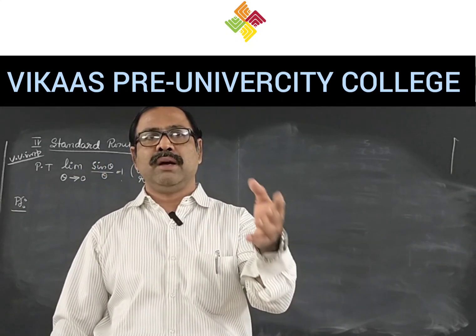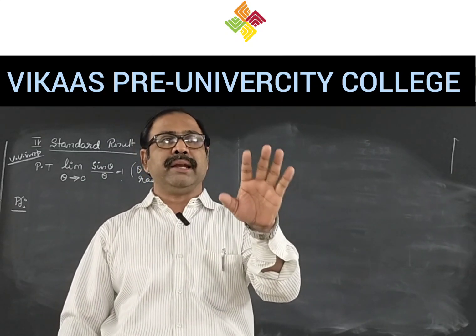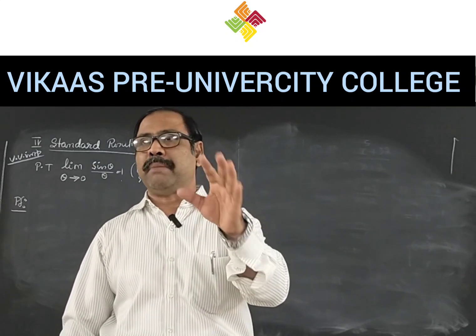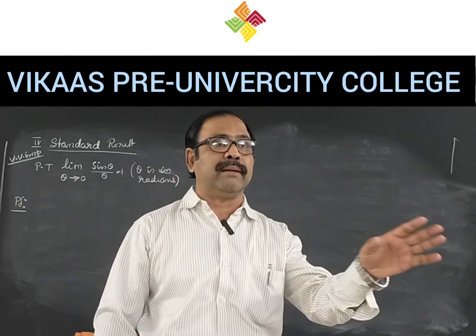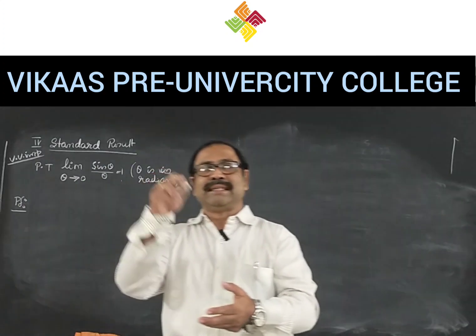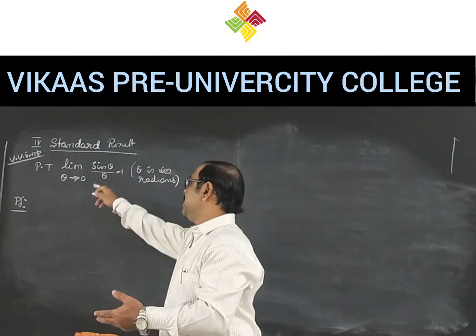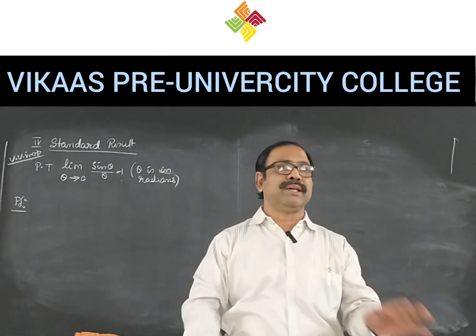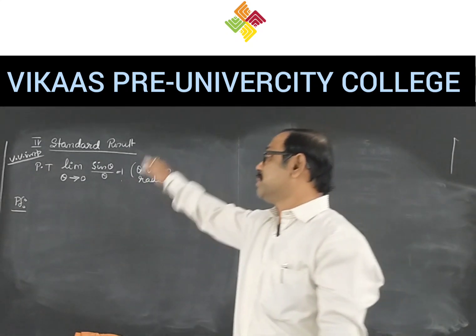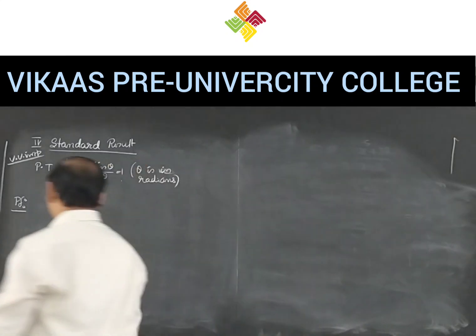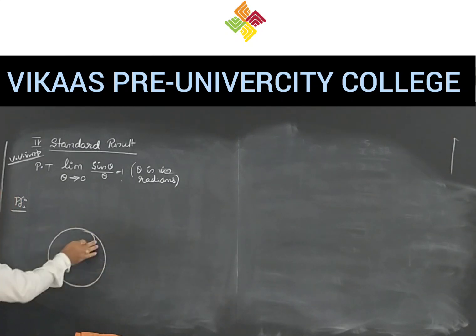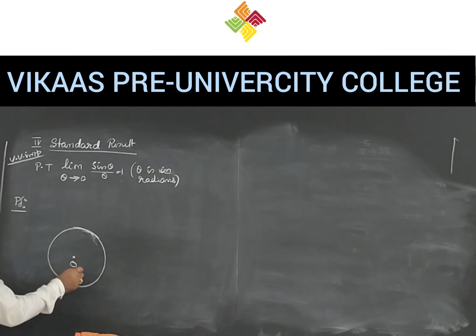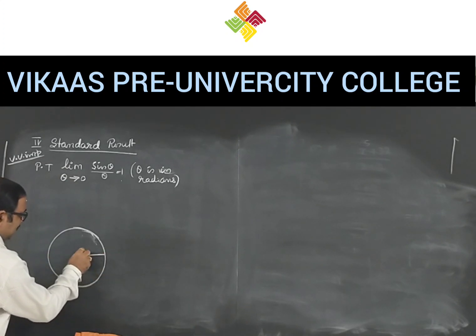What was that earlier theorem? Tell me. That is limit x tending to a, x power n minus a power n by x minus a equal to n into a to the power n minus 1. Now, in limit calculus, the second most important theorem is limit theta tending to 0, sin theta by theta is 1. So now, let me prove this result. See, for the proof, first we consider a circle with center at O, and take the radius as R.